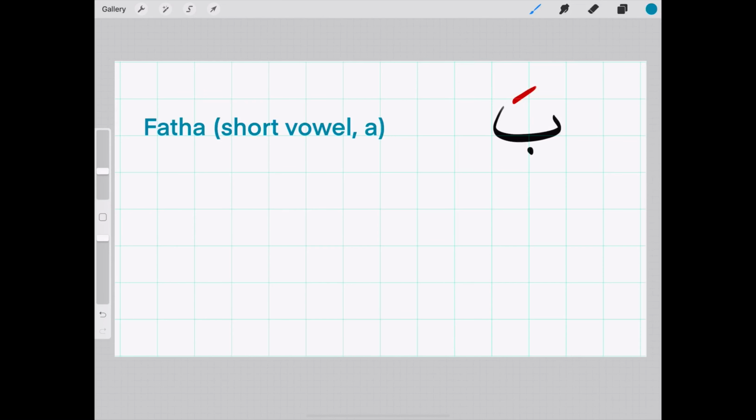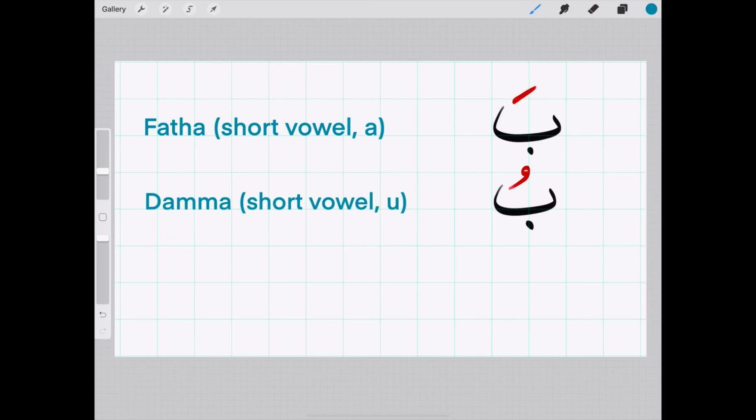Focus on how a fatha or short vowel looks like when it is on top of the letter and how the letter might be pronounced. So the ba letter here becomes ba, as if you added a short a letter to the ba letter in Arabic. So when you have the dash or straight line above the letter, you pronounce the letter as ba.